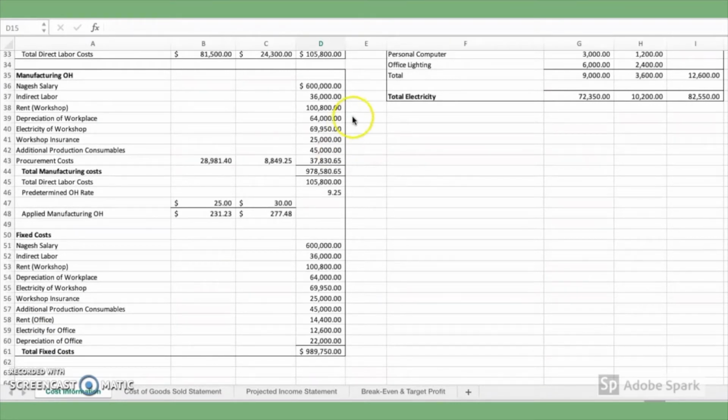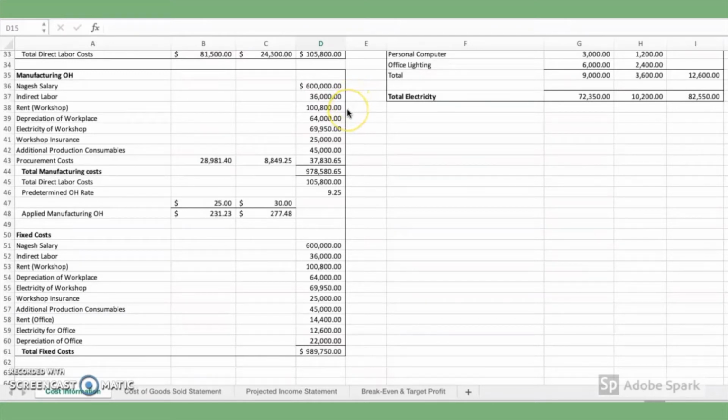So then looking at manufacturing overhead, the manufacturing overhead piece has both variable and fixed costs in it. So that's why we see we have Nagesh's salary of $600,000. And then we have indirect labor, which is a setup manager who is getting paid $6,000 for the 6-month production period. So even though we're doing it over a whole year span, he is only getting paid for the 6-month production period, and that's where we get the $36,000.